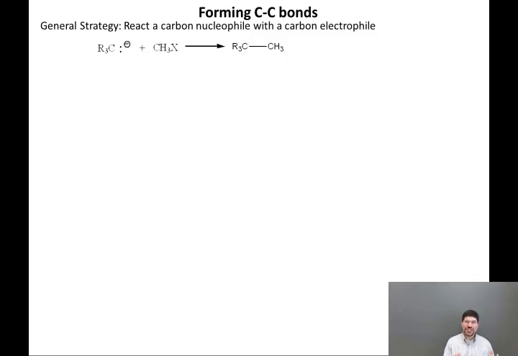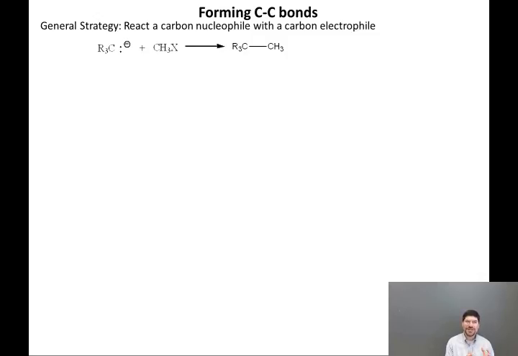Because the general strategy, as we talked about in the previous lesson for forming a bond, is to react a nucleophile with an atom containing a good leaving group. Well, the general strategy for forming carbon-carbon bonds is to react a carbon nucleophile with a carbon electrophile. Our definition of electrophile in this lesson, we're going to generalize further than just molecules that contain obvious good leaving groups. But carbon nucleophiles are something we have not seen that much.